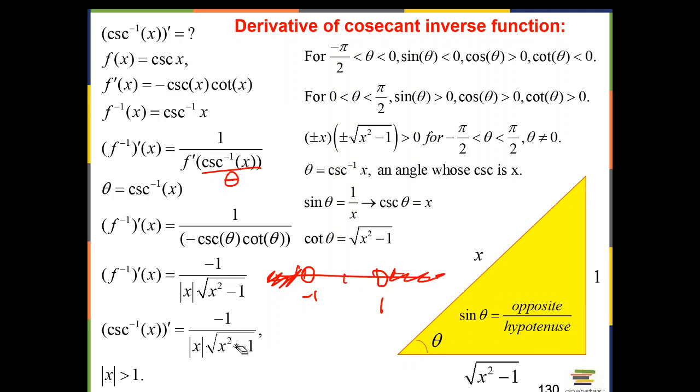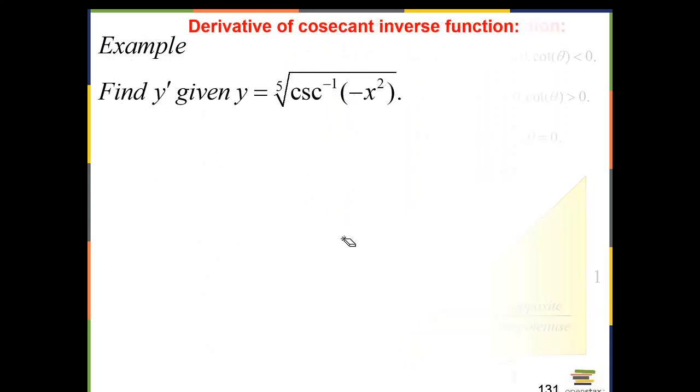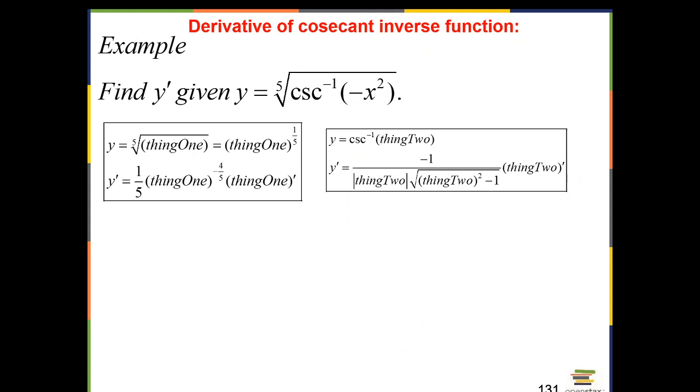They make the expression under the radical positive, right? If you put anything between negative 1 and 1, under the radical would be negative, and that's not allowed. Okay, so the formula is, again, notice that there is a co, so the answer is negative. So the derivative of cosecant inverse is negative. So here's an example again.